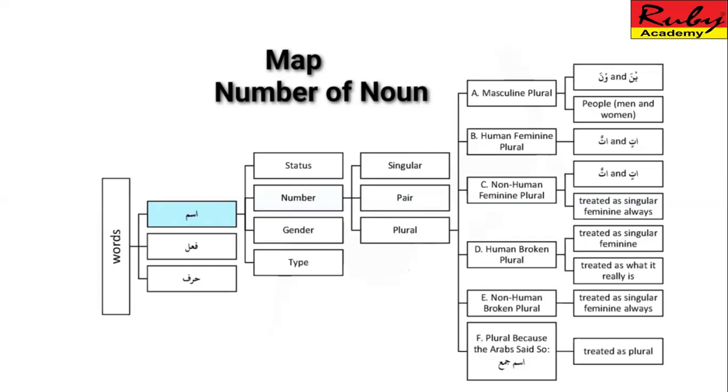Then number, we have learned in detail how to identify numbers. Number has three types: singular, dual, and plural. Again, for plural, we have learned two types: sound plural and broken plural. Sound plural have two endings which we use according to the gender. If it is masculine plural, like mu'minuna, muslimuna, kafiruna, they have two endings, una, ina.